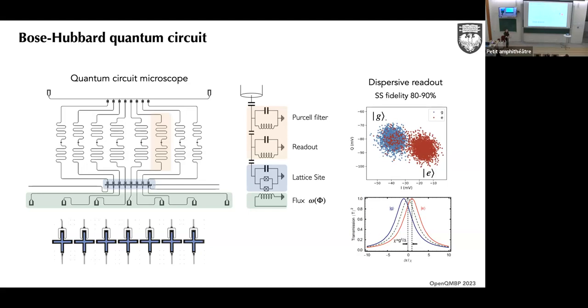Obviously we can't use APDs. We can't just measure single microwave photons because of temperature. So using the dispersive trick, we can get very good single-shot fidelity to map the population of each qubit, to map if we have one photon, no photons, or even two photons in each lattice site at any point in time.